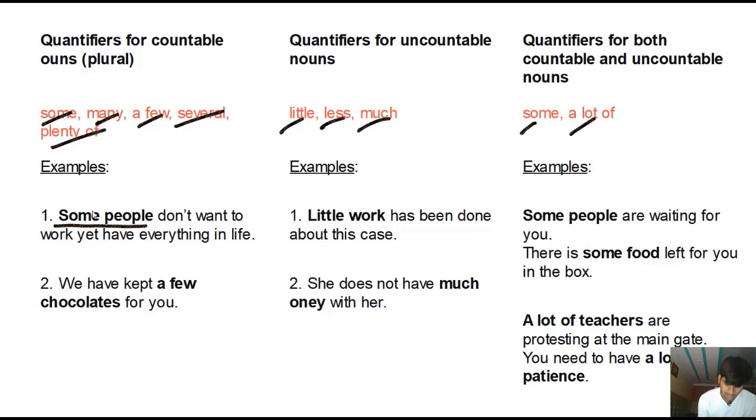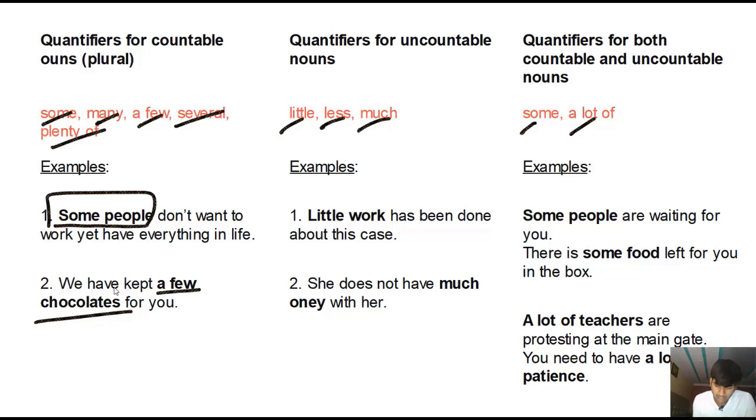Some people, some girls, some teachers, some ministers, some countries. Some people do not want to work yet have everything in life. Some people, subject. Okay. Many people, I can say many people do not want to work yet have everything in life. Several people, plenty of people. Right. We have kept a few chocolates for you. A few, not a lot, but a few. The number is not big, but it's more than one.